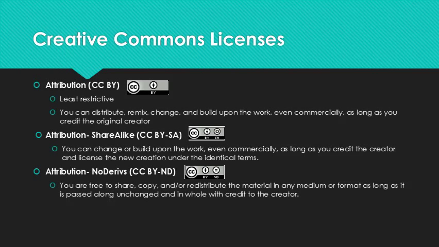Attribution is the least restrictive. This means you can distribute, remix, change, and build upon the work, even commercially, as long as you credit the original creator. Attribution share alike is the next level. With this license, you can change or build upon the work, even commercially, as long as you credit the creator and license the new creation under the identical terms.